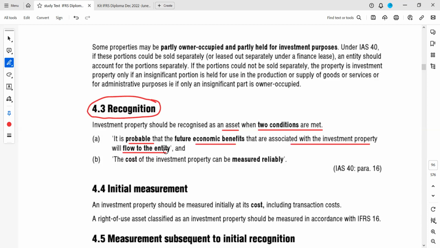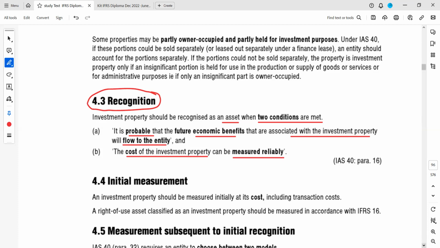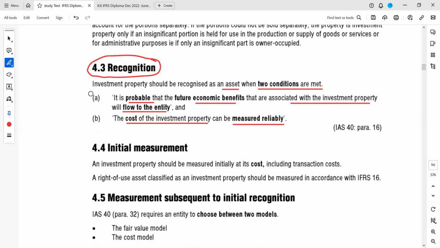So future economic benefit is important. And the second one is that the cost or the value of the investment property which we are going to recognize can be reliably measured. If it is a purchased property, or if it is a property under construction, whatever expenditure we have incurred on that should be reliably measured.